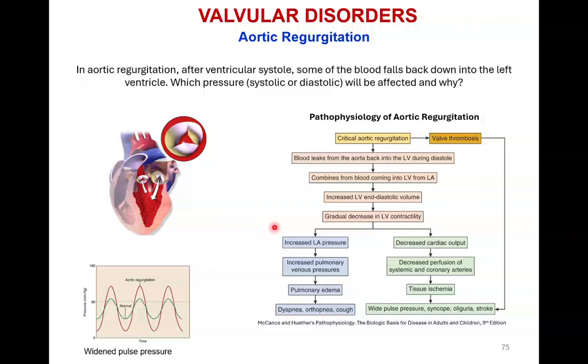So when we think about what's happening, if you think about aortic stenosis, the problem is in systole. When it's systolic and it's supposed to eject through the aortic valve, that's hindered. With a regurgitant aortic valve, the problem occurs during diastole because as the heart relaxes, the blood flows backwards.